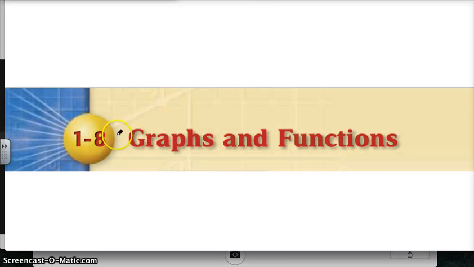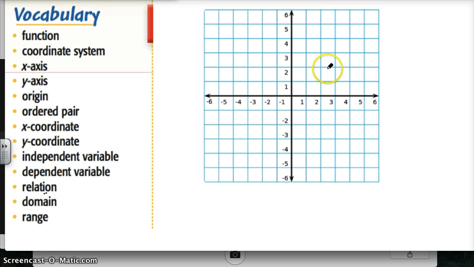Hey, Algebra 1 students, we're working on section 1.8 and we're going to talk about graphs and functions. Our vocabulary is kind of extensive, so we're going to make a point to actually make sure we get to all these words, but we're going to do it somewhat out of order.